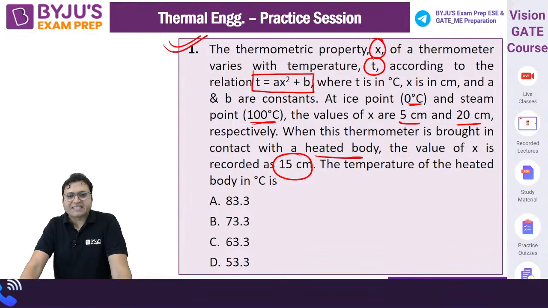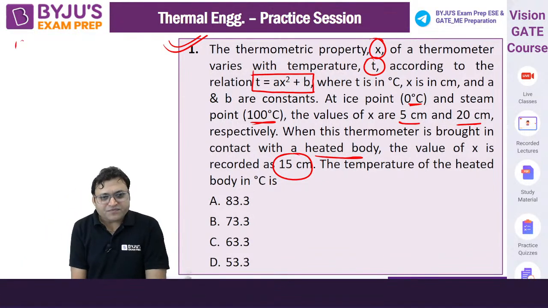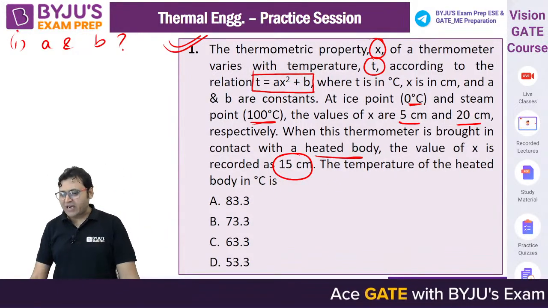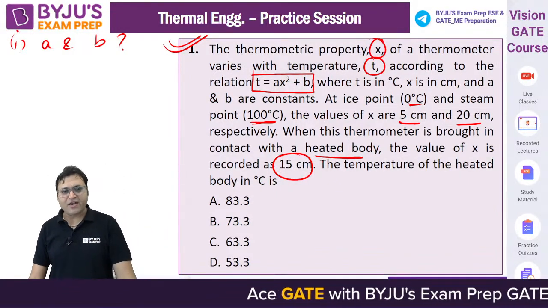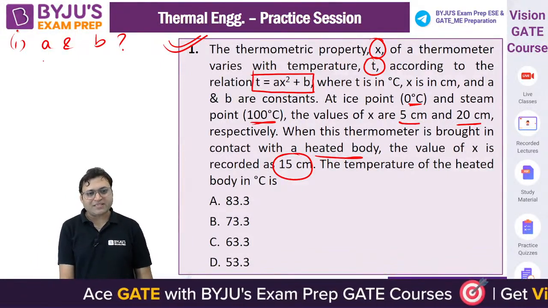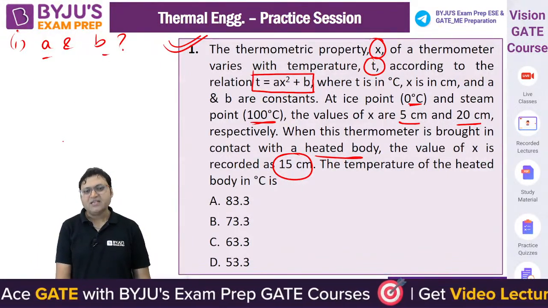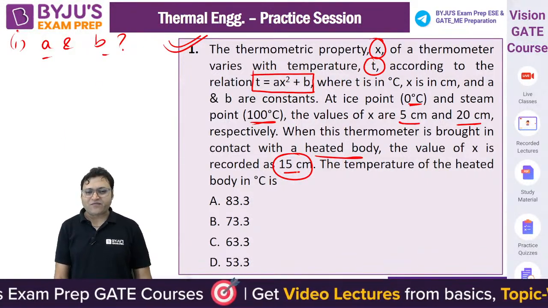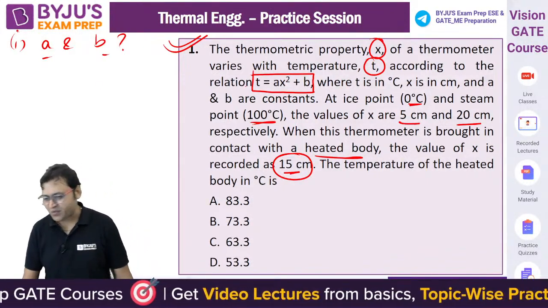The first step is to obtain the value of A and B. Two conditions, two unknowns. From the two conditions we can get two equations, and these two unknowns can be solved by using those two equations. Once you get the value of A and B, then put the value of X as 15, you will get the value of T corresponding to X.